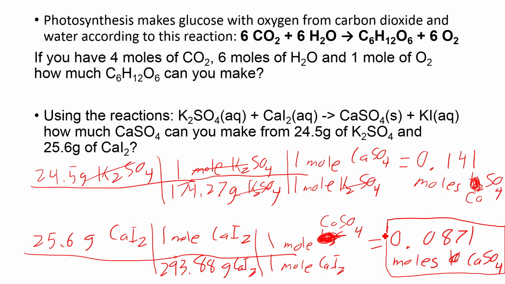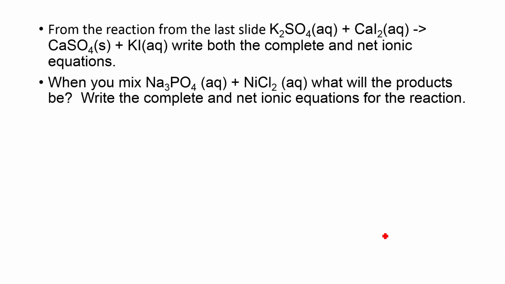So let's look at one final example. I've got a couple more. From the reaction from the last slide, potassium sulfate plus calcium iodide makes calcium sulfate plus potassium iodide. Write both the complete and net ionic equations for these reactions.